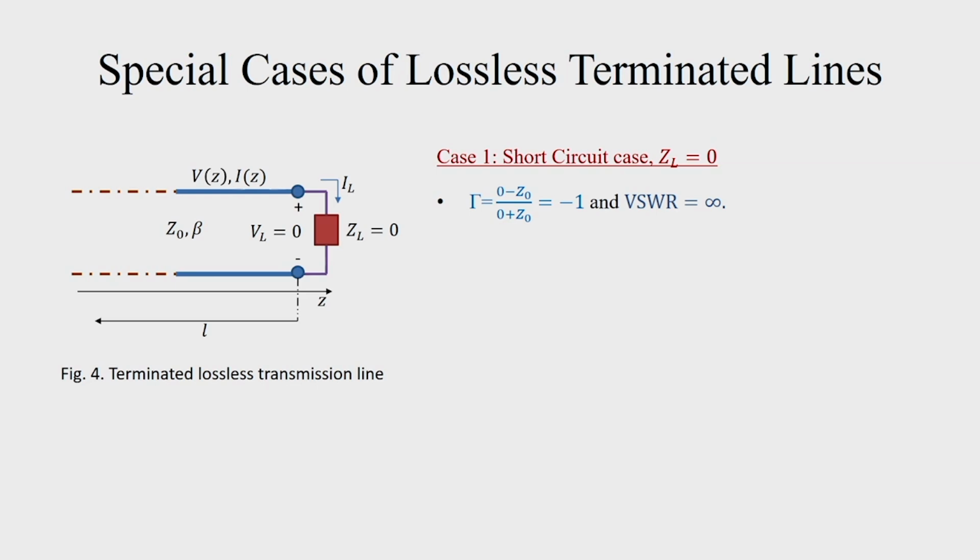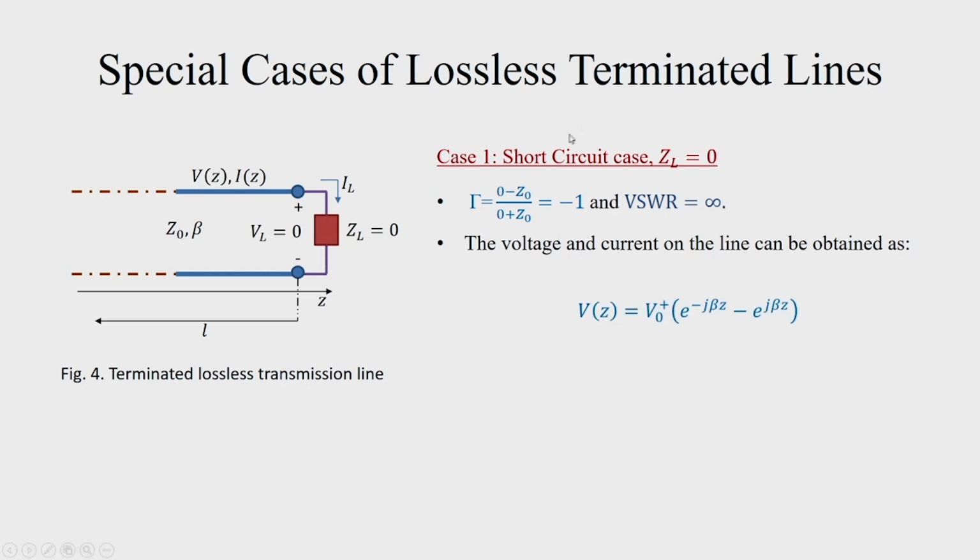VSWR on the line is infinite. So, we can obtain the voltage and current on the line as follows. Once we replace the reflection coefficient gamma with -1, the voltage expression becomes like this. Similarly, the current expression becomes as shown in the figure.